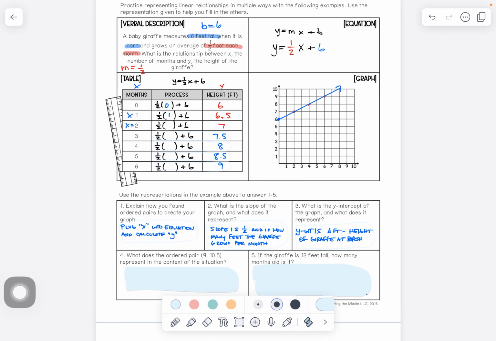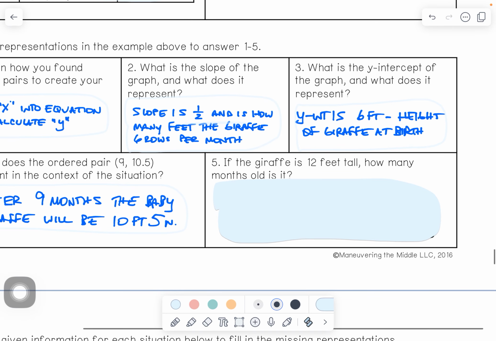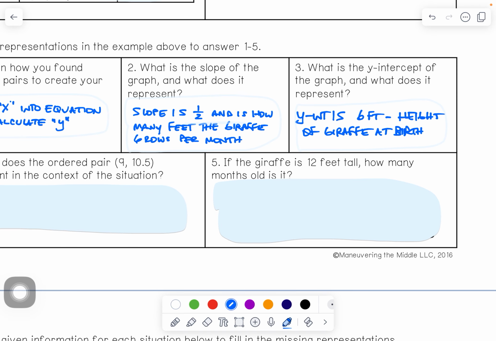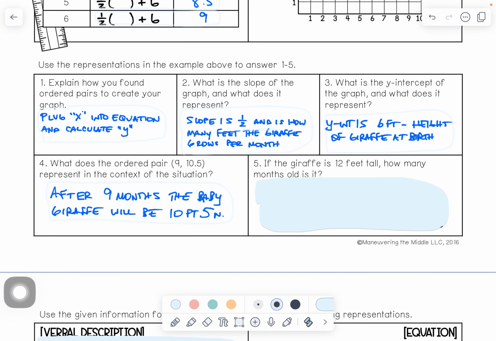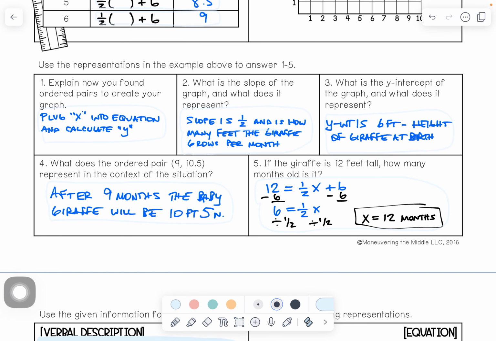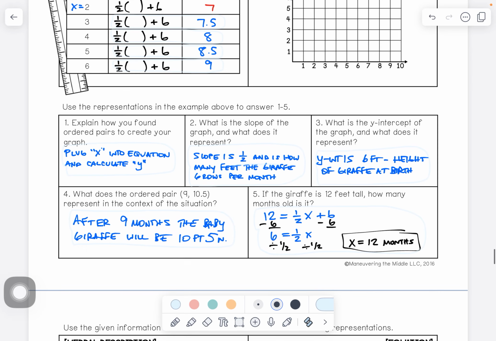What does the ordered pair (9, 10.5) represent in the context of the situation? After 9 months, the baby giraffe will be 10 feet, 6 inches. I have 5 inches there, it should be 6. 10.5 feet. Okay, and I can write right over top of that. All right, and then the last one here is when will the giraffe be 12 feet tall?